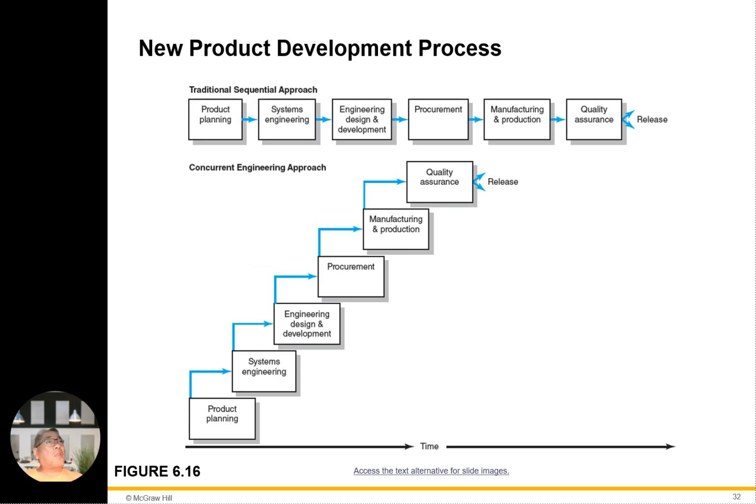And then the other one, new product development process. A good example here will be traditional sequencing. This is a sequencing approach, which goes from product planning to system engineering, engineering design and development, procurement, manufacturing production, and quality assurance, and then doing a release. It's the typical sequential approach, but the concurrent one is a different way around. From product planning, go to system engineering, engineering, they step up. They all step up. That's the key part. Okay, here is the whole flowchart system. This is a step-up system.